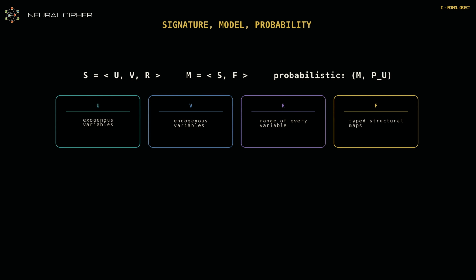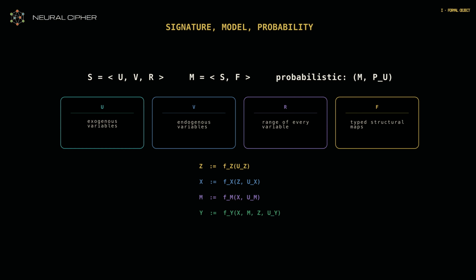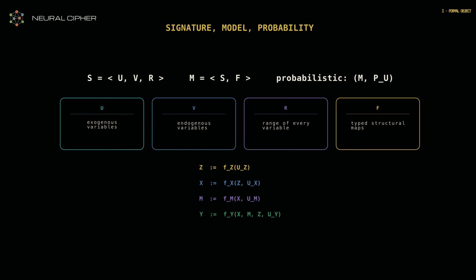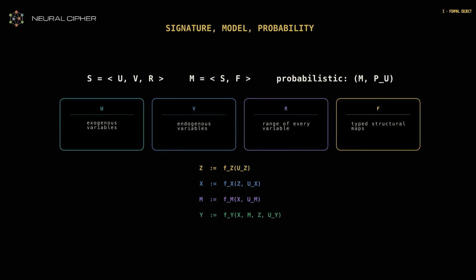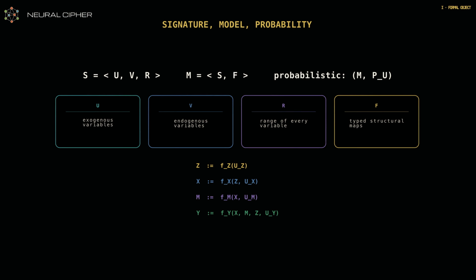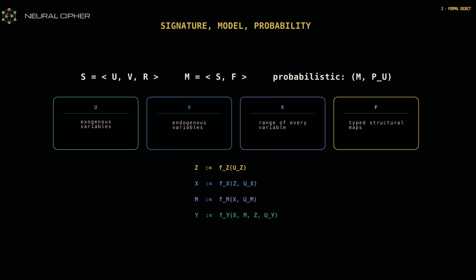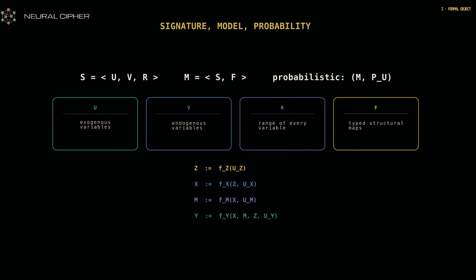Our running system has 4 endogenous variables. Z precedes X and Y, X precedes a mediator M, and Y responds to X, M, and Z. The notation on screen specifies the domains and the 4 structural maps. Nothing causal has yet been estimated. The model is a proposed data-generating system.